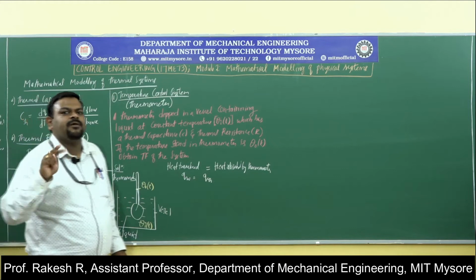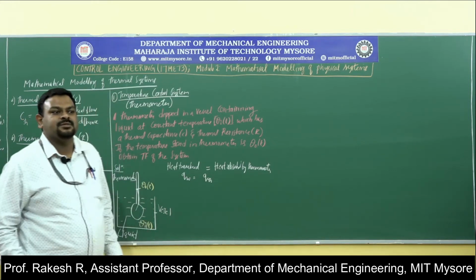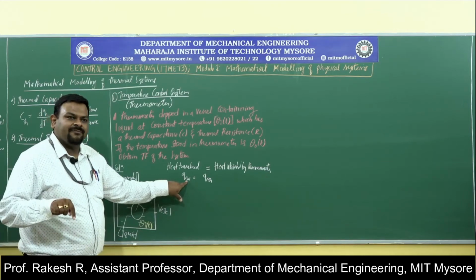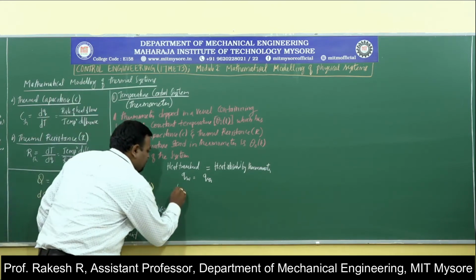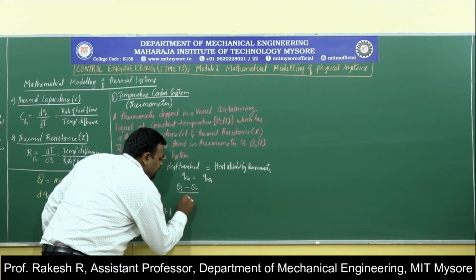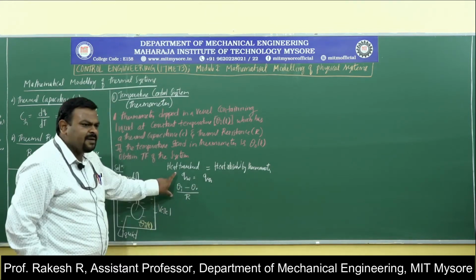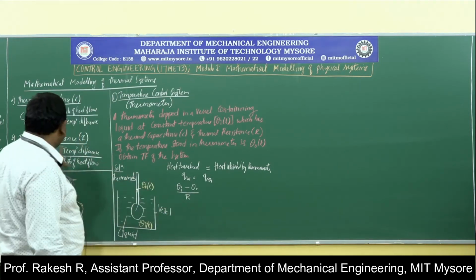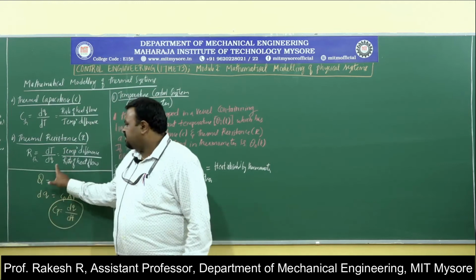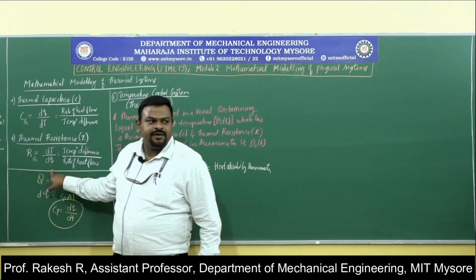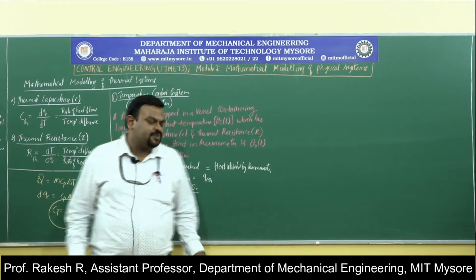Whenever there is a transfer of heat, there is a resistance. So the heat transferred from the water will be inlet minus outlet temperature divided by resistance. What we have used here is dt by R, this equation. Just rearrange this: dq will go here, dt by R. This is the equation we are using here.